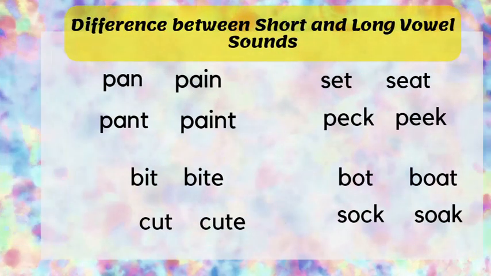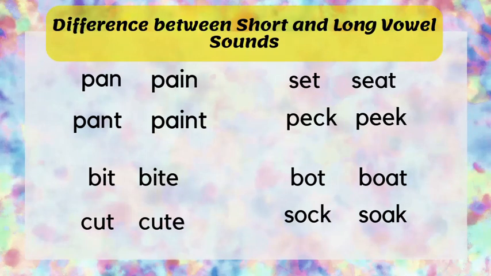Next we have the difference between long and short vowels, just to make this a little clear, because many of you have been asking me that we don't hear the difference, or children don't hear the difference. Why don't children hear the difference? Because we don't pronounce the words properly. Okay, so listen to these words and tell me if you hear the difference between the short and long vowel sound. Please write it in the comment box.